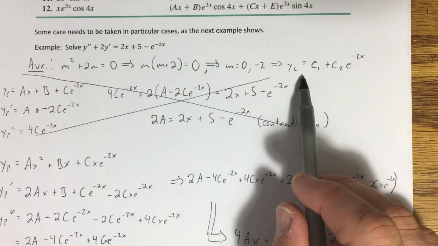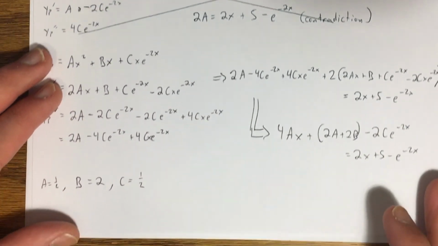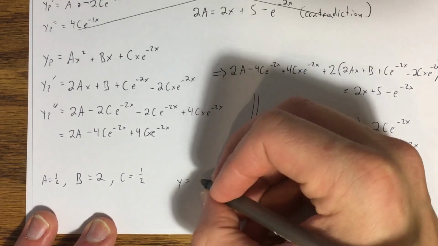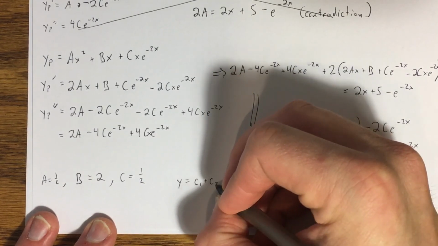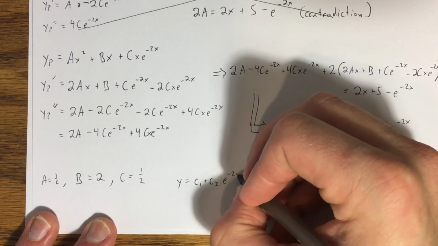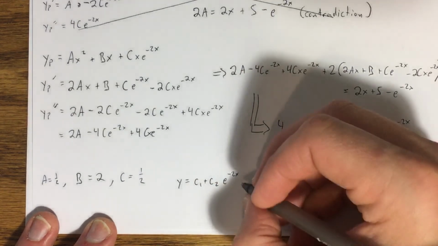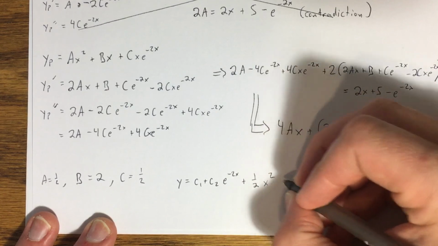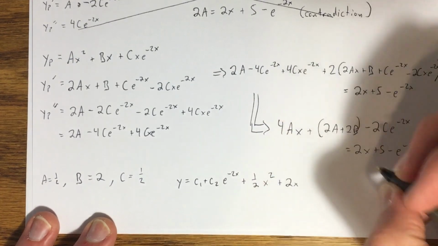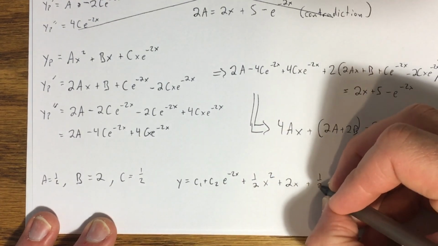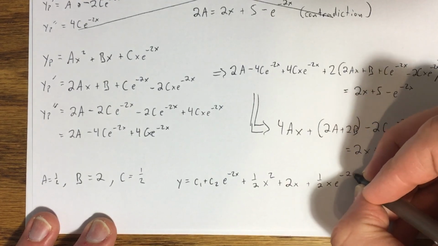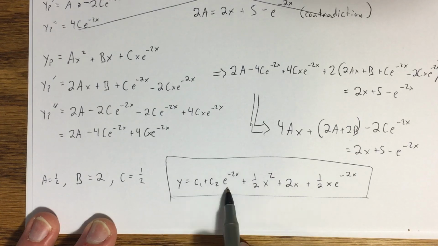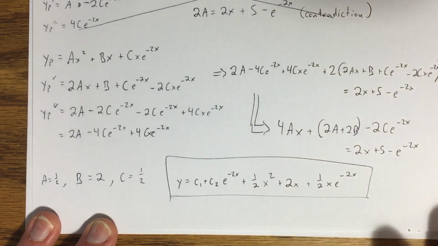I'm going to take my complementary solution, use the coefficients that I just found in my particular solution, and write my answer. Y equals c1 plus c2 e to the negative 2x plus 1/2 x squared plus 2x plus 1/2 x e to the negative 2x. This would be my final solution. Again, there's my complementary solution, there's my particular solution right there.